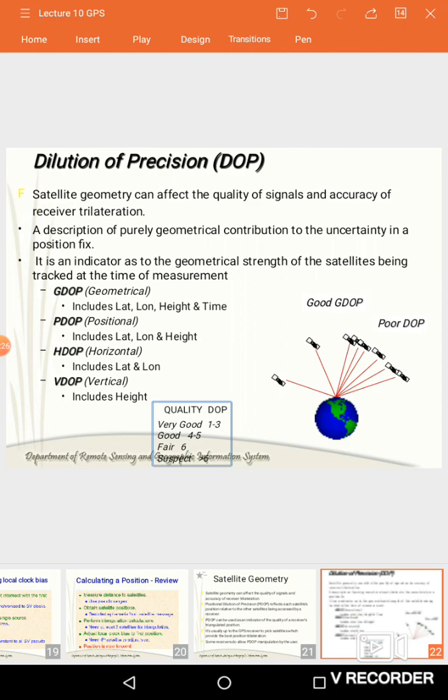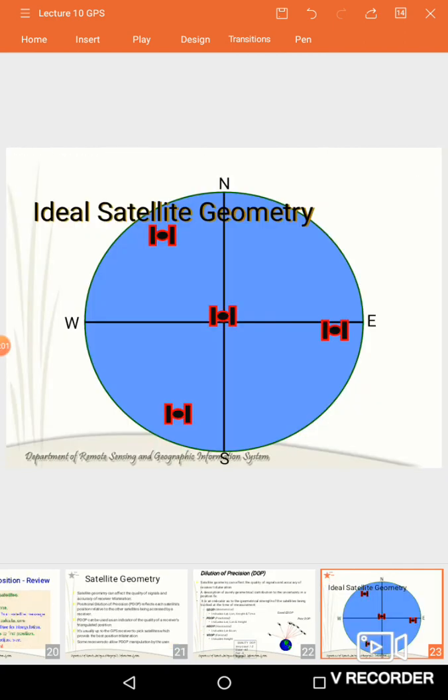Like positional dilution of precision, this is also the indicator to know the geometrical strength of the satellite where it is present by the measuring of time. This can be classified as geometrical dilution of precision. This will include all latitude, longitude, height and time. Second, we have positional dilution of precision. This includes lat, long and height. Third one is horizontal dilution of precision. In this we have only latitude and longitude for accuracy. Finally, we have vertical dilution of precision. This includes only height.